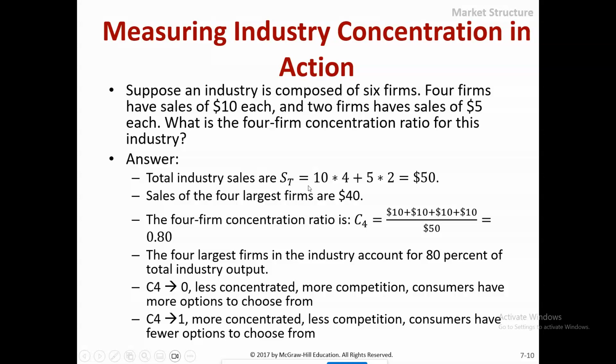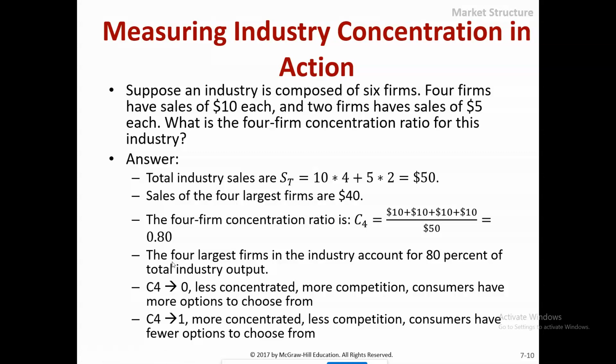The total industry sales will be the top 4, each 10, so the top 4 is 40. And the bottom 2, 5 for each, the 2 of them will be 10. So total sales will be $50. The sales for the 4 largest firms are 40. So the 4-firm concentration ratio is 40 over 50, which is 0.8.